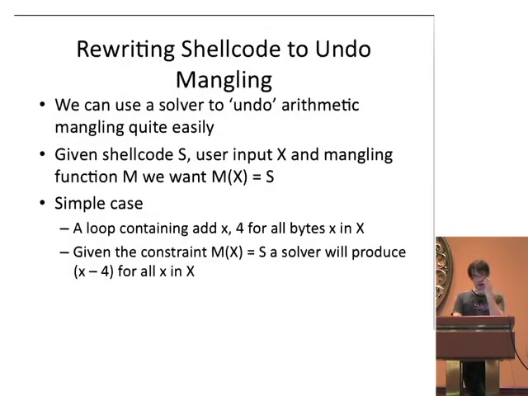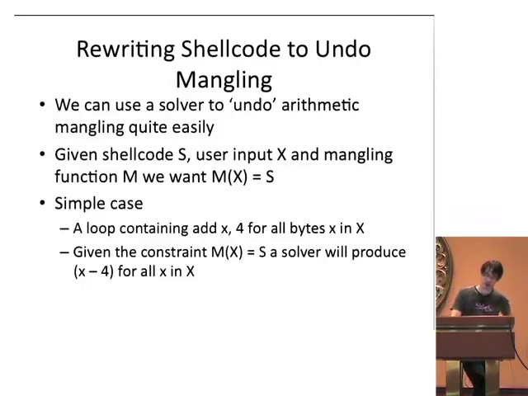To undo mangling of shellcode, take the case where you have a loop that takes an input, and there's some arithmetic relationship between the input and the output. Actually finding those buffers in memory can sometimes be a bit annoying, but you can typically just use a solver to undo that kind of mangling, as long as there aren't obviously branches that you don't know about, which can happen.